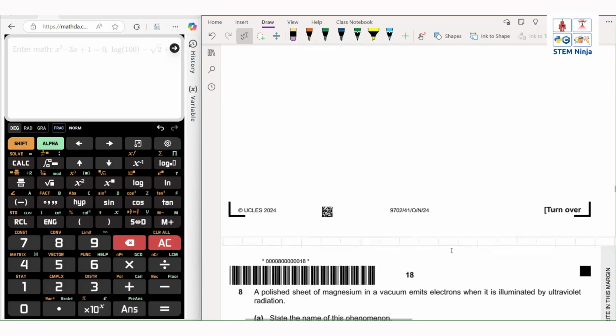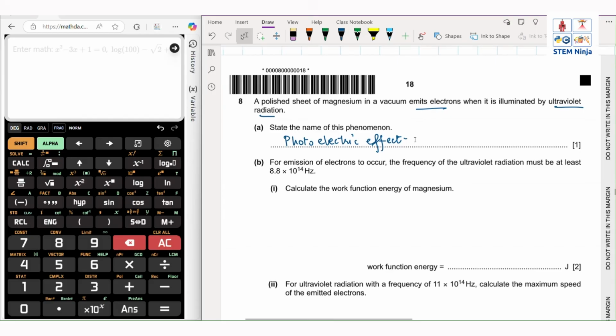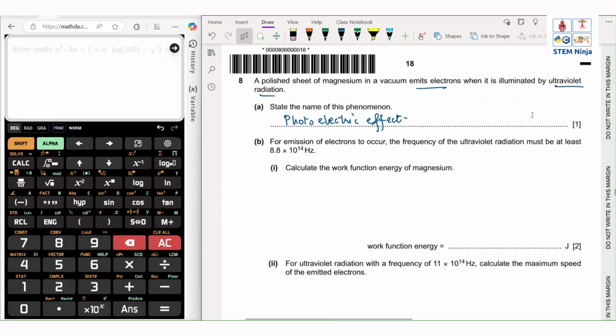All right, moving on to the next question. A polished sheet of magnesium in a vacuum emits electrons when it is illuminated by ultraviolet radiation. Emission of electrons when illuminated by UV radiation is clearly the photoelectric effect. For emission of electrons to occur, the frequency of the ultraviolet radiation must be at least 8.8 × 10^14 hertz. Calculate the work function energy of the magnesium.